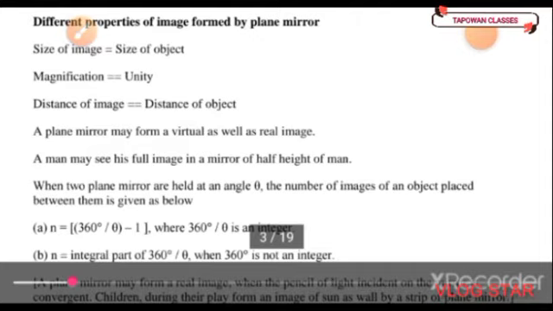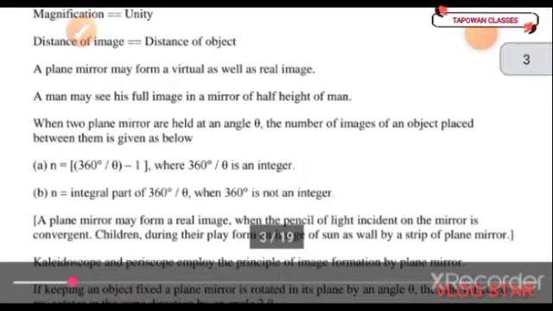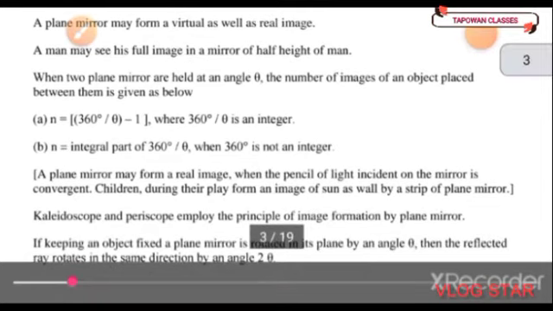When two plane mirrors are held at an angle theta, the number of images of an object placed between them is given as below. Whenever an angle is formed between plane mirrors, n is equal to 360 degrees by theta minus 1, where 360 degrees by theta is an integer. N is equal to the integral part of 360 by theta when 360 degrees by theta is not an integer.